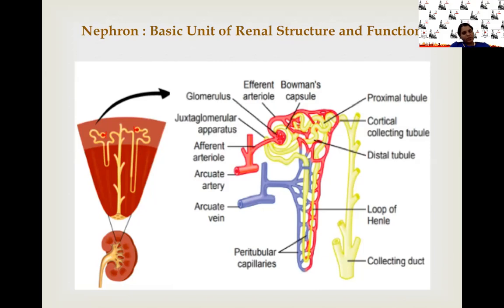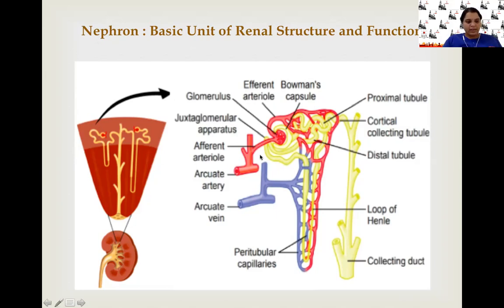The juxtamedullary nephrons have a longer loop of Henle compared to the cortical nephrons, and they also have a long, thin descending and ascending loop of Henle compared to the cortical nephrons. They secrete less renin compared to the cortical nephrons, and they also have a specialized vascular structure called the vasa recta. Now, because they differ anatomically, they also differ in their functional properties.